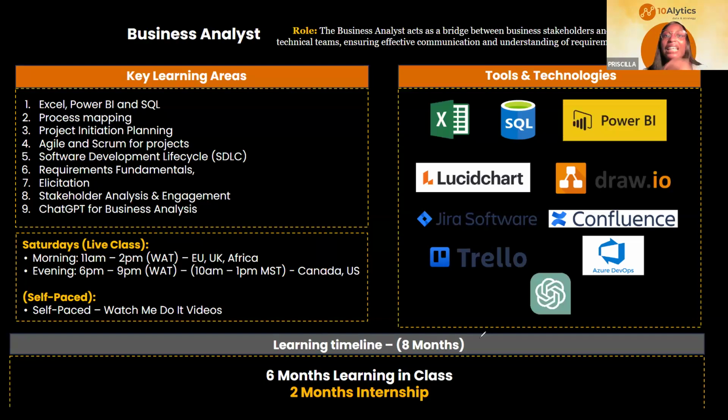So to become a business analyst, all you need to do is just register with 10Alytics and learn for 8 months. Now, the 8 months is split into 6 months of learning and 2 months of internship. This is what you get with 10Alytics: 6 months of immersive learning that will build your confidence so much so that before the 6 months is done, you're applying to jobs, right? So this is what you get with the business analysis program.